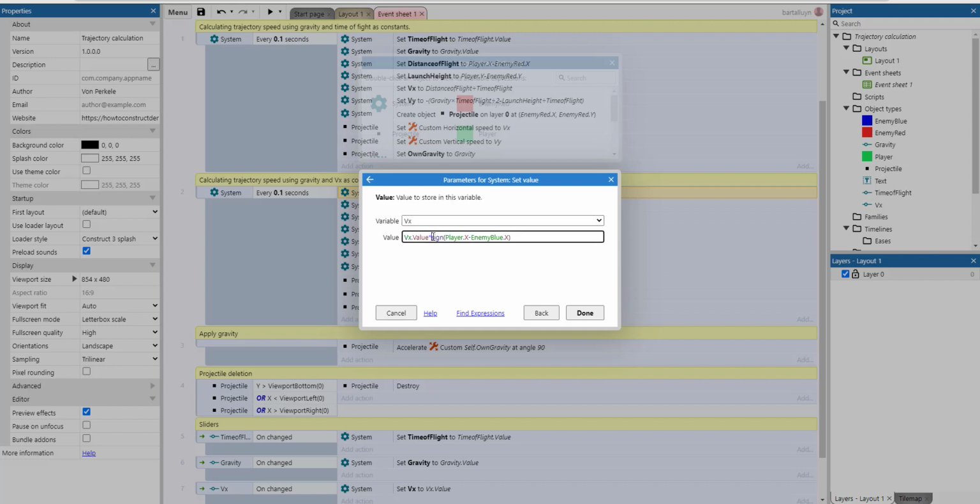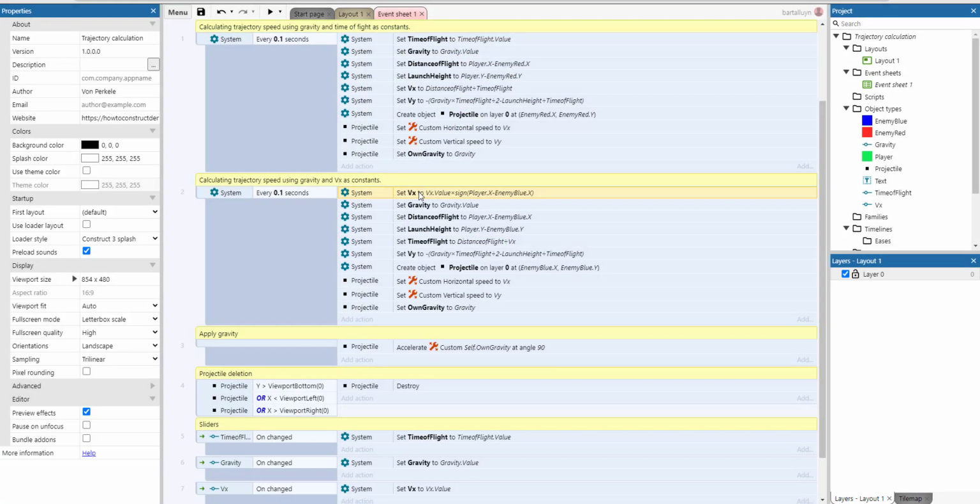We're multiplying by the sine function, and the sine function of where the player is in respect to the blue enemy. And sine is a built-in function which will result in -1 if the value passed as a parameter is negative, or +1 if the value passed as a parameter is positive. So that's what we do here, and then we use this Vx which is given at that time to calculate the time of flight, and then this is used in the Vy calculation, which is the same one as we used for the other enemy. So that's it. That's how the trajectory control works.